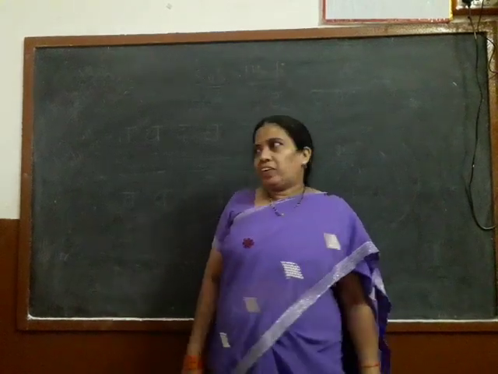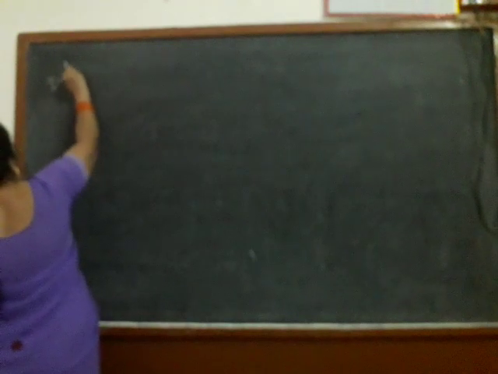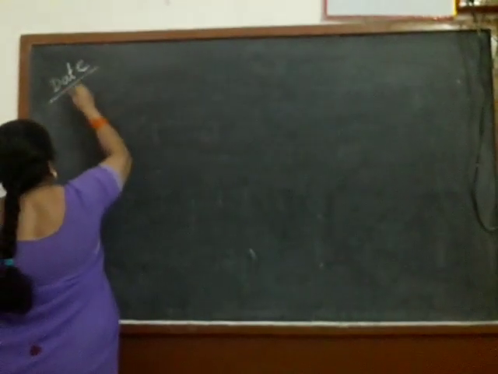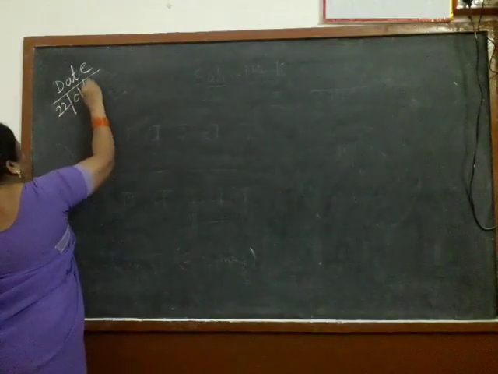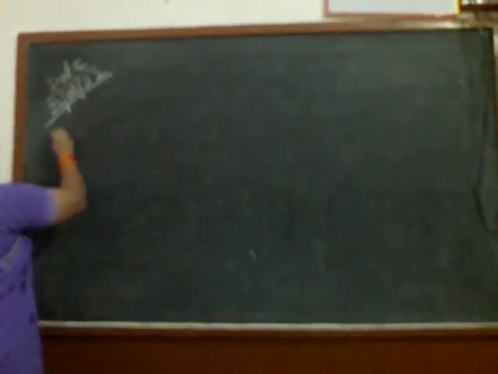Today, what is the date today? What is the spelling of date? D-A-T-E, date. What is the date today? 22nd January 2022. 22nd January 2022. What day today?